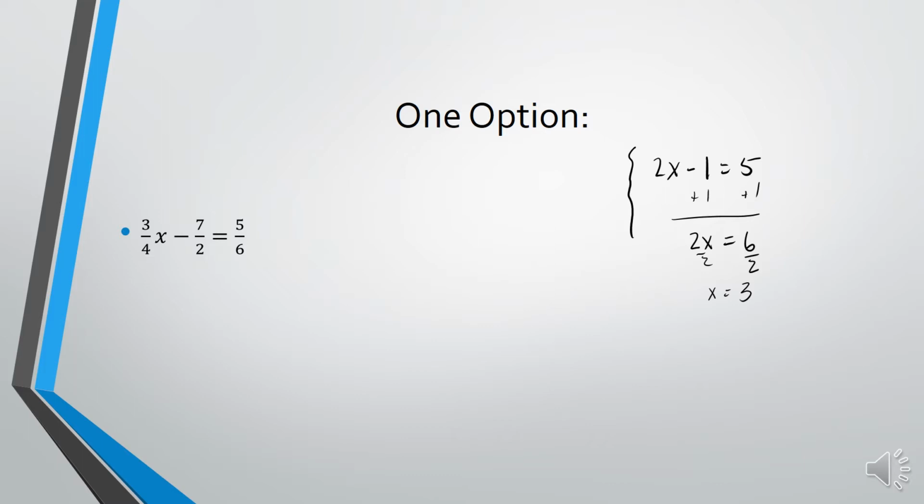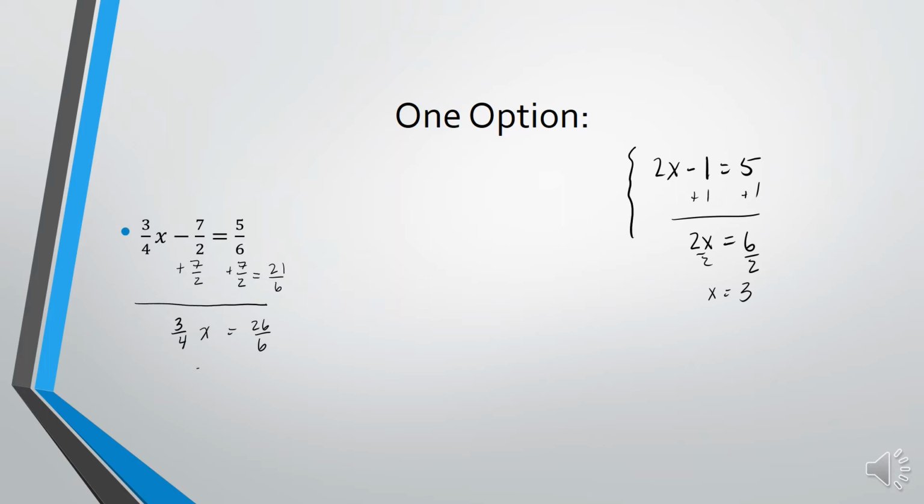The first thing I'm going to do is add 7 halves to both sides. When I do that, on the left-hand side I'll be left with 3/4 x. The only issue is that to add 5/6 and 7 halves, you need a common denominator. Well, 6 is a common denominator, so I'll rewrite 7 halves as 21 over 6. So I multiplied the top and bottom by 3. Then I'll add them together, so I'll get 26 over 6.